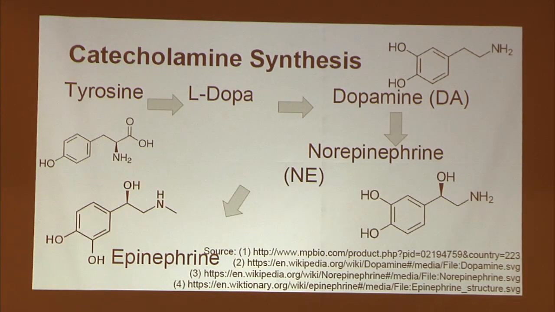But first, a little bit on how to make epinephrine and norepinephrine. It comes from tyrosine, which is an amino acid that's converted to L-dopa, which then produces dopamine. Dopamine is then converted to norepinephrine, which can then be converted to epinephrine. The only difference between norepinephrine and epinephrine is this H versus a methyl group, so they're very similar in structure. Just like the only difference between dopamine and norepinephrine is this OH versus an H. Okay.